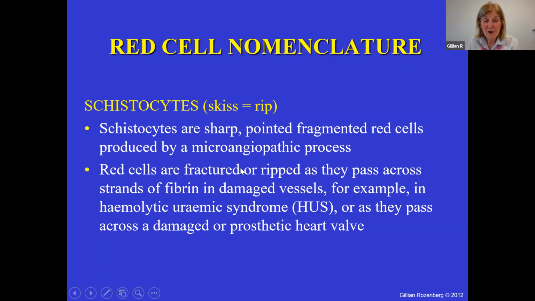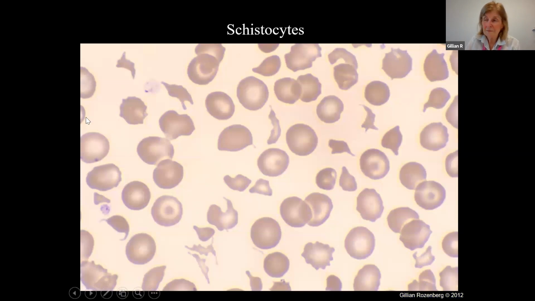So red cells are fractured or ripped as they pass across strands of fibrin in damaged vessels. For example, in hemolytic uremic syndrome, or as they pass across a damaged or a prosthetic heart valve. This is a case of schistocytes. Actually, I think in a case of a young child that had heart valve problems. And here you see these are classically schistocytes.